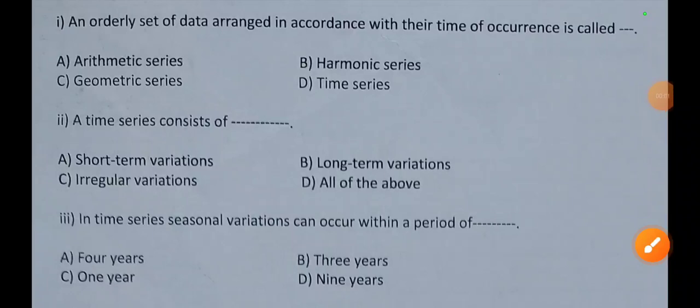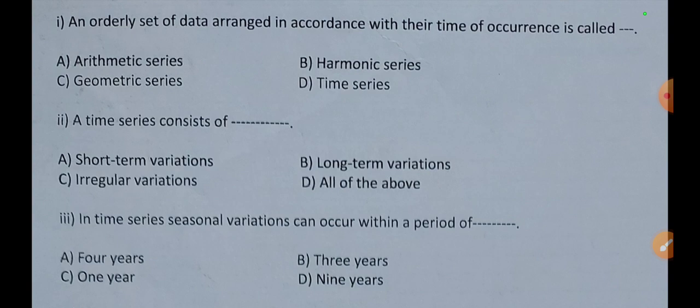Now we will discuss a few questions related to statistical methods as far as the MCQ is concerned. So you can take these as sample questions. The first question is: an orderly set of data arranged in accordance with their time of occurrence is called.